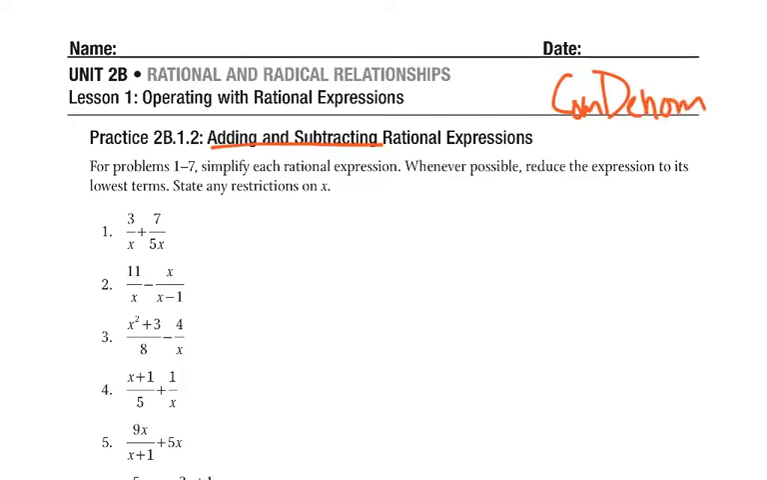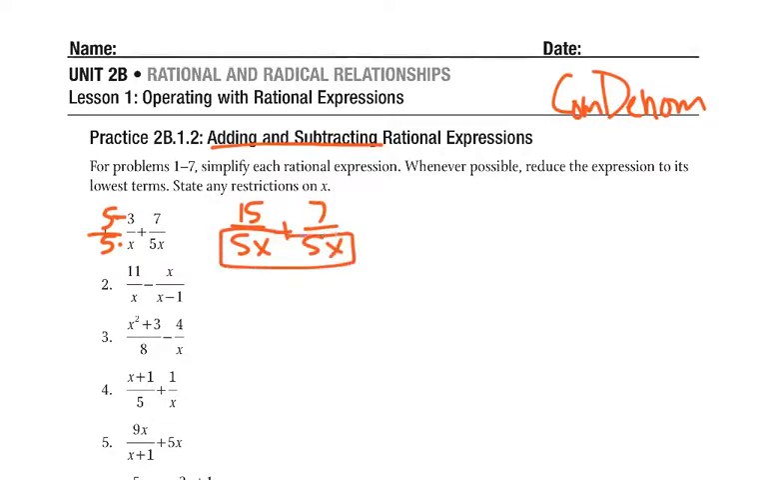Okay, so we look at our first one. We have an x and a 5x. How do we get those to be the same? Well, we times the left side by 5. If we do it to the bottom, we have to do it to the top, because technically we're timesing by 1. But 1 we can change into anything over itself, so we kind of use that trick to make it work. So we get 15 over 5x plus 7 over 5x.